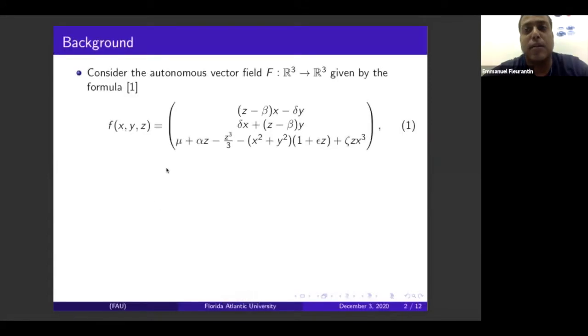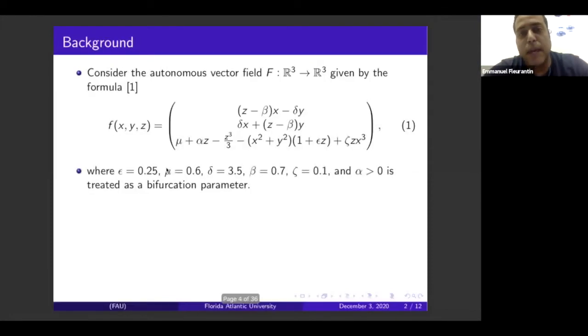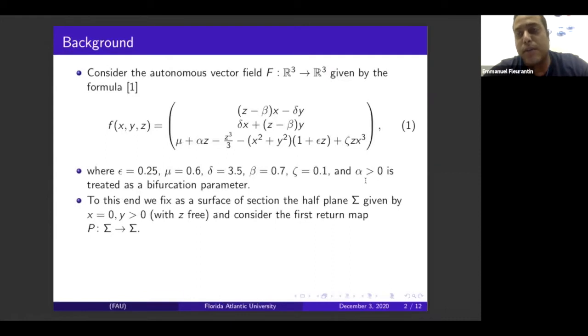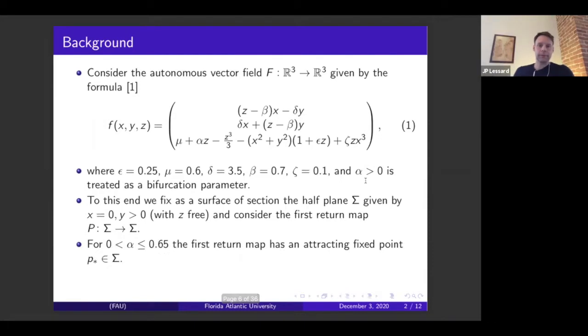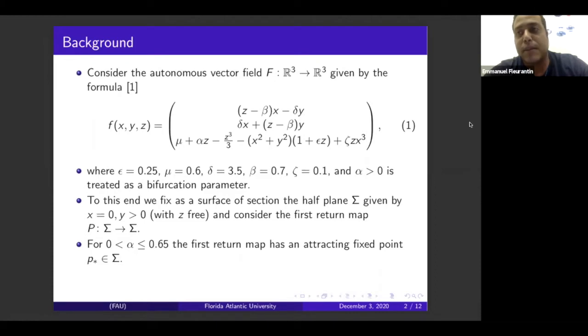We initially looked at this vector field, which is the Langford system, where we have those parameters, and we consider alpha as our bifurcation parameter. In order to find periodic solutions, we had to set a Poincare section. So we pick x equals 0 to be our Poincare section, and we fix only positive y's. And what we notice is for alpha between 0 and 0.65, we have an attracting fixed point.